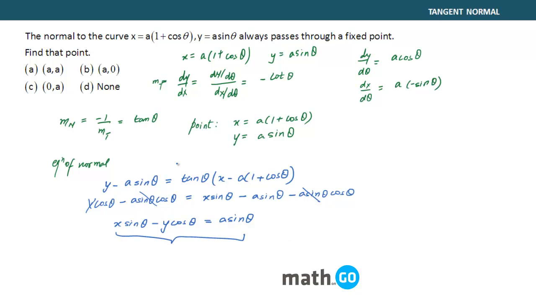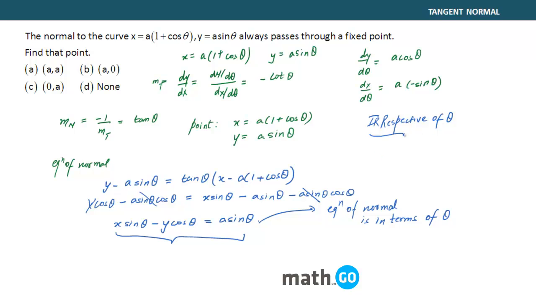Okay, so now you want to check whether it passes through a fixed point or not. So why am I saying a fixed point, let us understand that first of all. You can see here that the equation of normal is in terms of a parameter theta, right? So that means for different values of theta you will get different equations of normal. But for a fixed point, what do you mean by a fixed point? That irrespective of theta, it will pass through that point. This is the meaning when we say independent of theta or a fixed point.